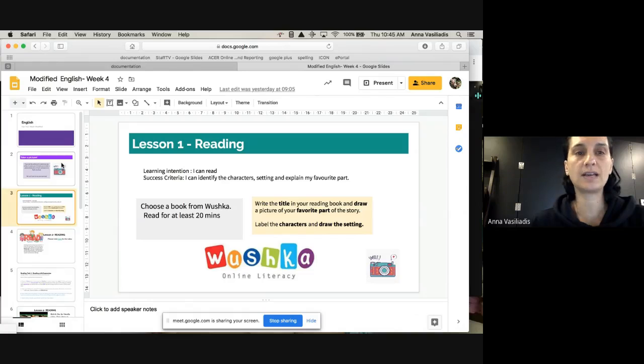Once you've done that, in your reading book, we'd like you to write the title of the book up the top and draw a picture of your favorite part. Label the characters in your story and draw the setting. Remember, the setting is the background. So where was the story? Was it in a forest? Was it in space? Was it at the beach? So that part's really important. Make sure you label all of that as well.